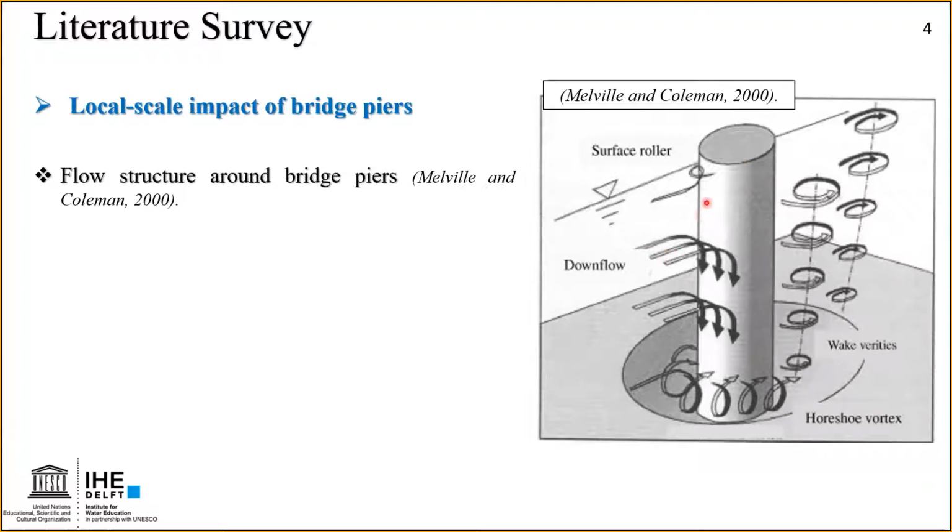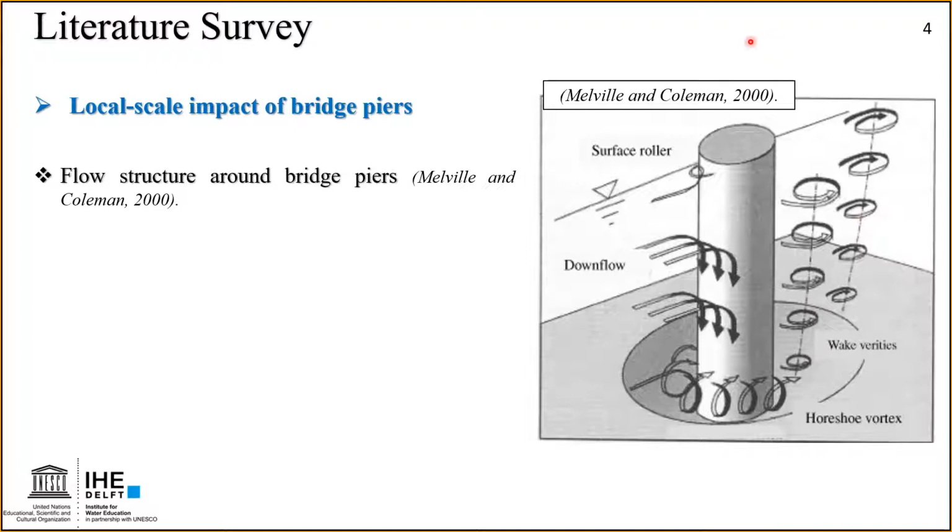the acceleration of the flow at the upstream side, and this leads to downflow. This downflow impinges on the riverbed, creates a scour hole, and this scour hole triggers formation of horseshoe vortex, which entrains sediment further downstream. Also, there is a separation of the flow at the downstream side, which creates wake vortices. This wake also entrains sediment further downstream.